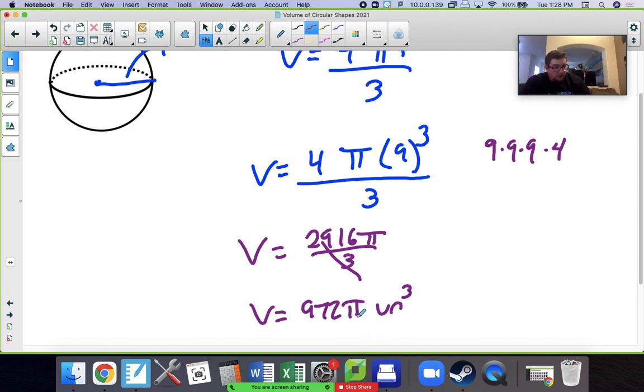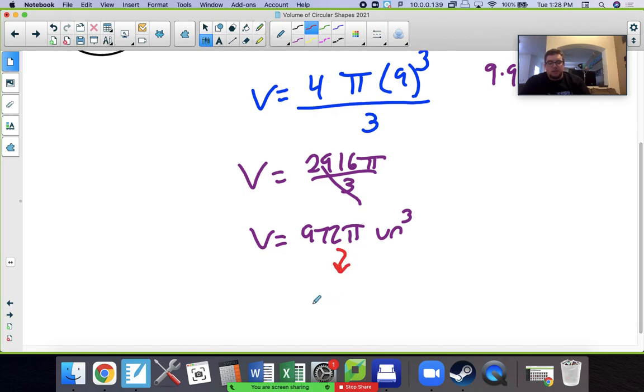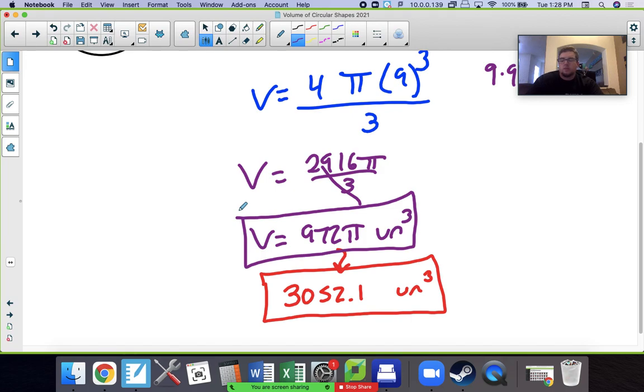Again, leave our answer here if we want in terms of pi, or instead we can multiply that out, multiply 3.14, we get 3052.08 units cubed. I want to estimate to one decimal place, so this 8 rounds the 0 up because it's closer to 1 than it is 0, and that would be our answer. That one or this one. And that is the 3 circular shapes we looked at today.